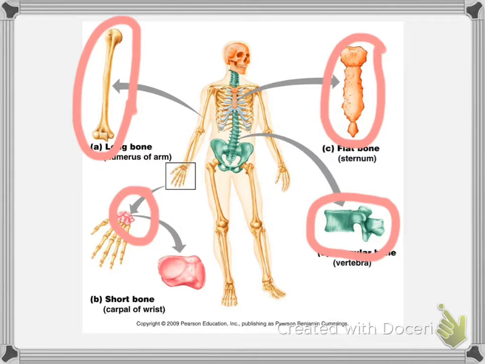And the last type of bone is a sesamoid bone. They're usually short or irregular, but they're embedded in a tendon, and a very good example is the patella, which is located in the knee.